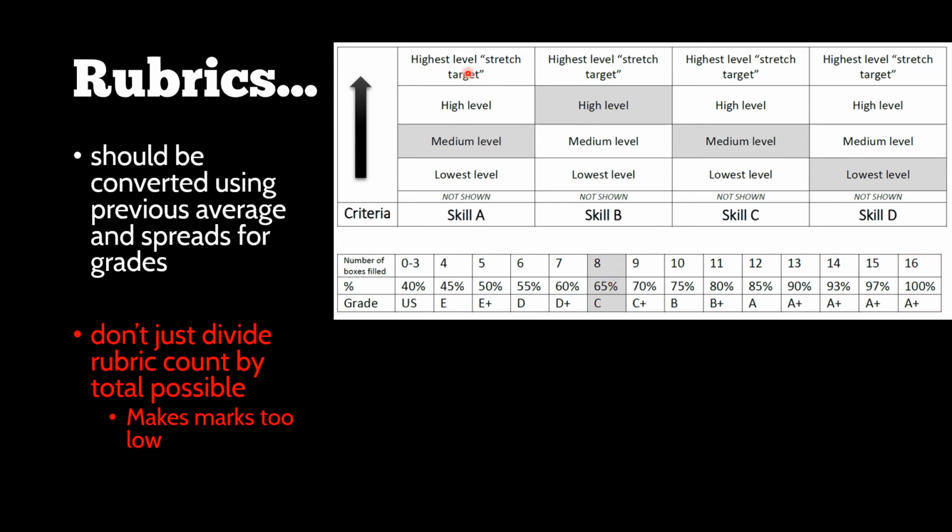Obviously, having the highest stretch target achieved is 100%, and then you've got to come to some kind of decision amongst your own teaching team as to how you're going to convert the rest. The reason why it's a good idea to have a conversion rather than just the rubric count divided by the total possible is it makes your average mark too low. So in this example, the rubric count's 8, total possible 16, 8 divided by 16 is 50%, but we wouldn't want to say to the student that they've got a 50%. That's not the mark that the students would be expecting to get.